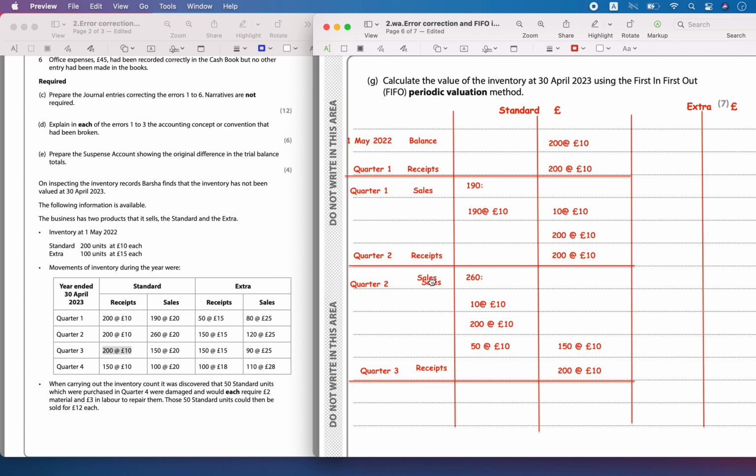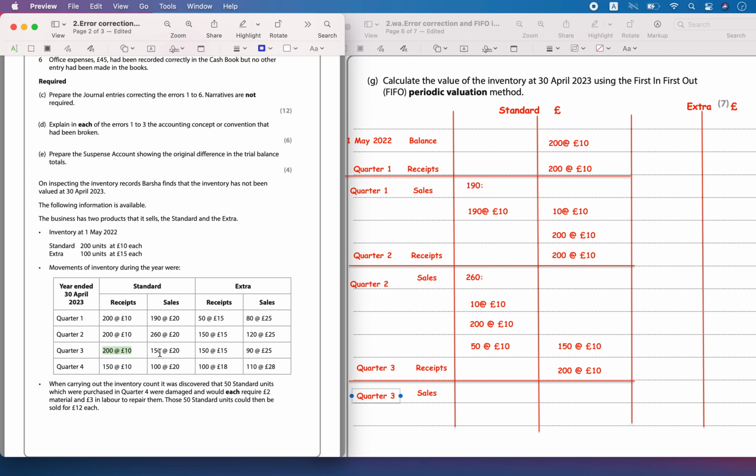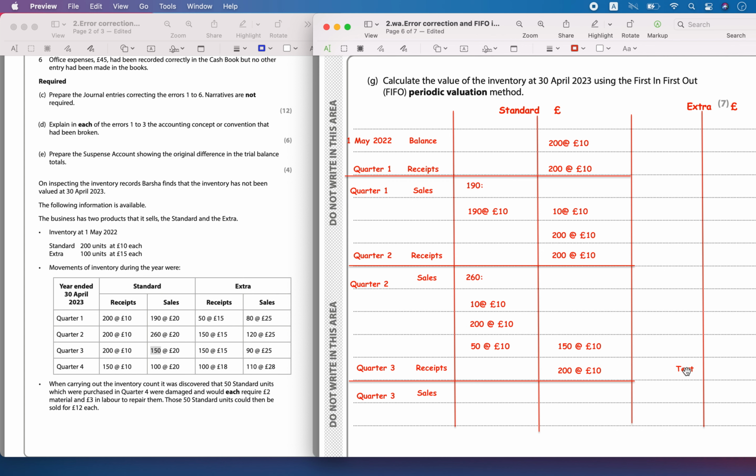Then the sales happen in quarter 3. The number of units to be sold in quarter 3 was 150. The one at the top we have to issue, so 150 at 10 pounds. All these units were sold at 10 pounds. So the remaining inventory will still be 200 at 10 pounds. Let's write that for quarter 3.